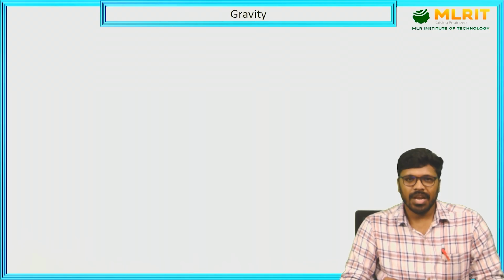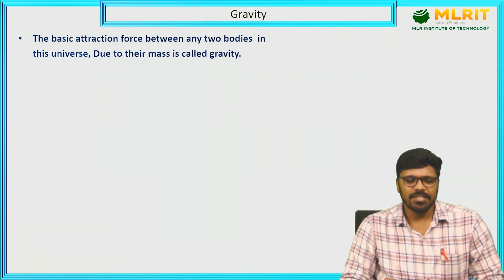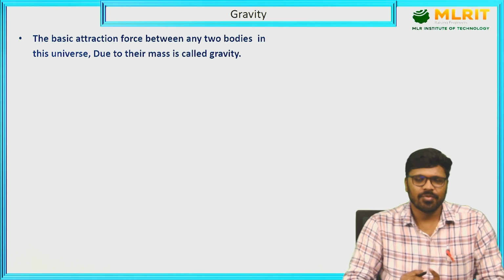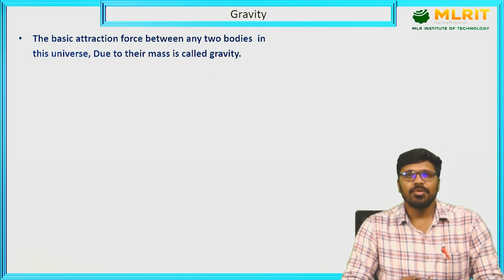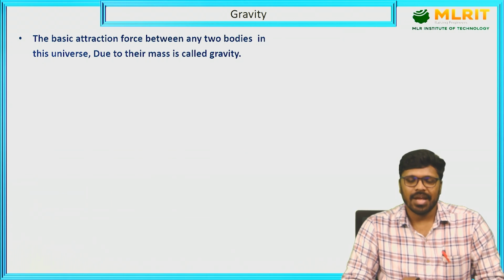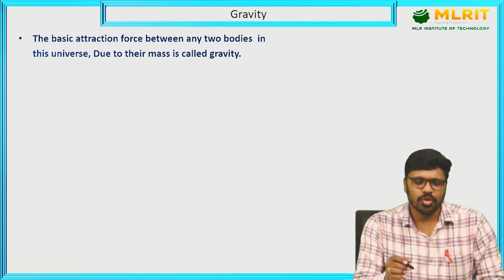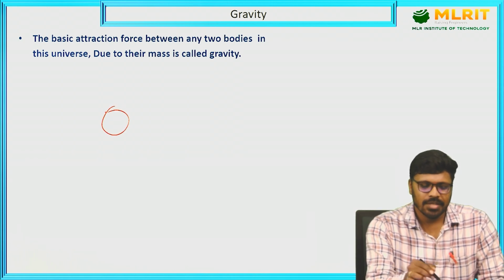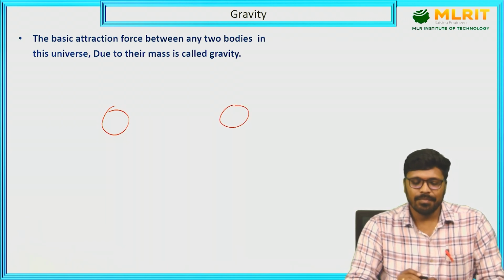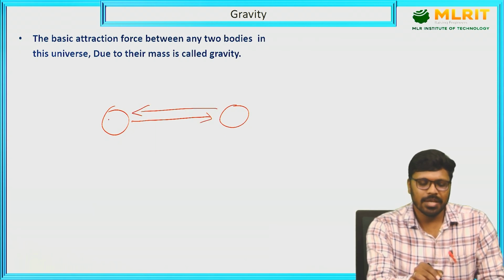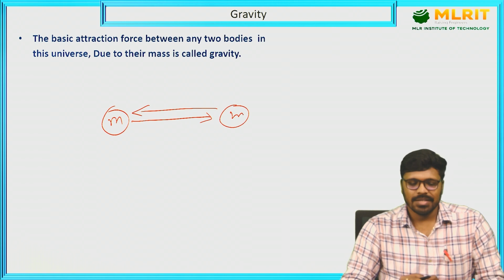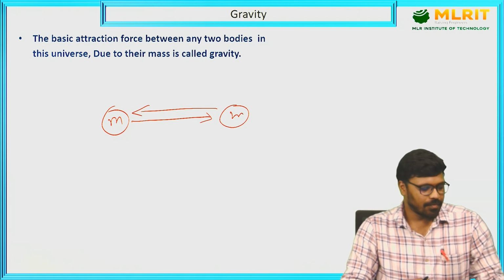Let's come to gravity. What is gravity actually? Gravity is nothing but the basic attraction force between any two bodies in this universe due to their mass. It is a fundamental attraction force between any two bodies in this universe. You take any two bodies, the basic fundamental attraction force between these two bodies due to their masses is called gravity.